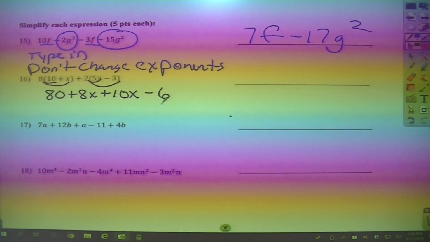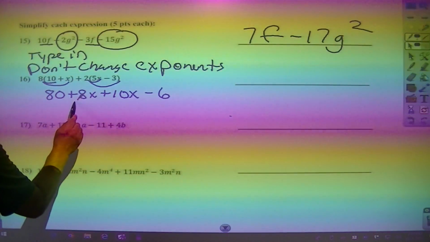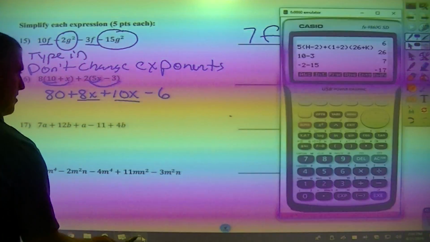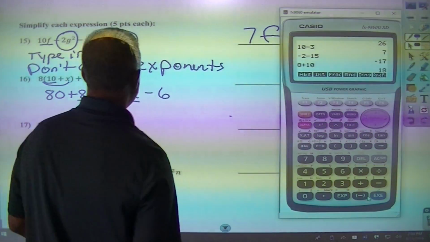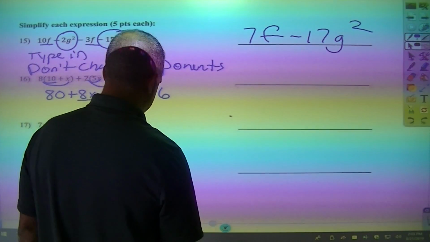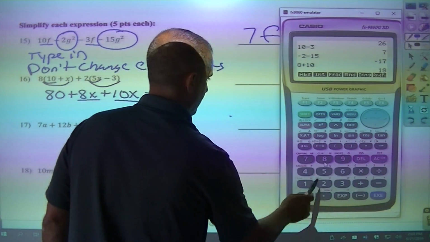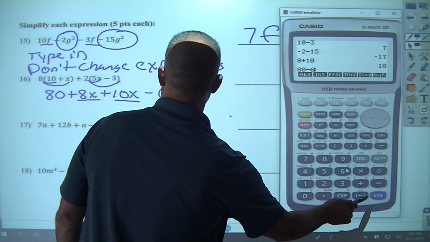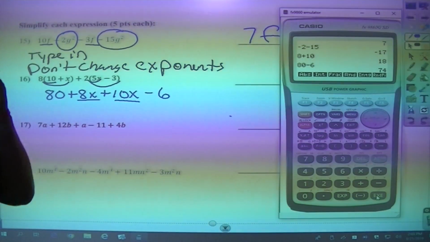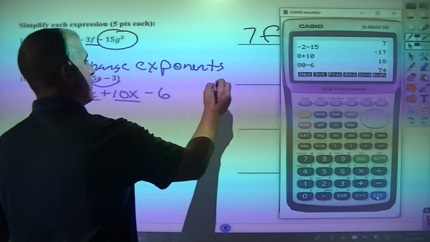Now, what I want to do is group the like ones. Okay? So 8x and 10x. Okay, then I'm going to group 80 and minus 6. Okay, so I got 18x plus 74.